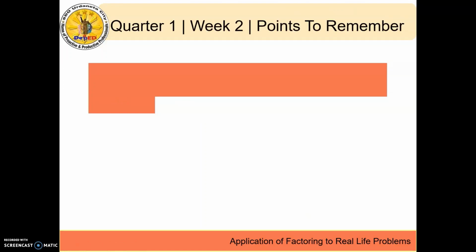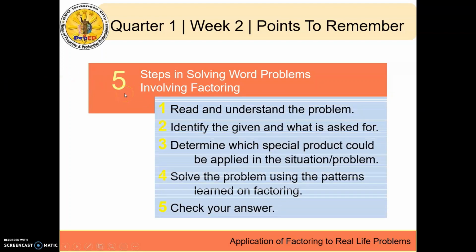Before we start with examples, let's recall the different steps in solving word problems involving factoring. There are actually 5. Number 1, you should read and understand the problem. Number 2, identify the given and what is asked for. Number 3, determine which special product could be applied in the situation or problem. Step 4, solve the problem using the patterns you learned on factoring. And the last step is to check your answer.